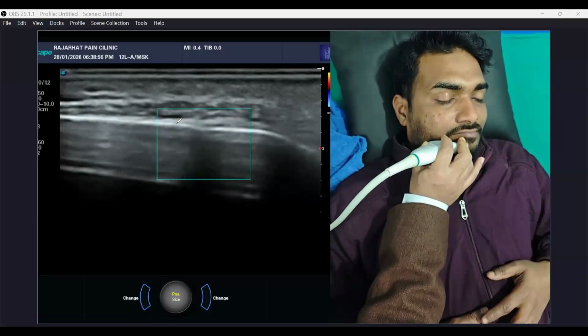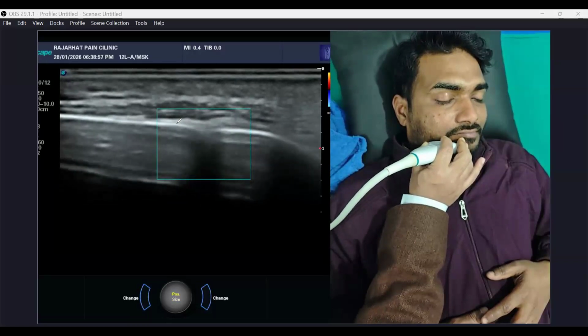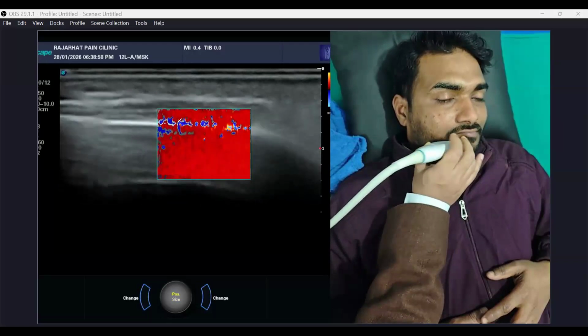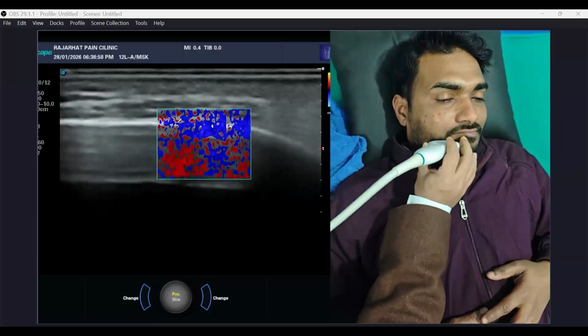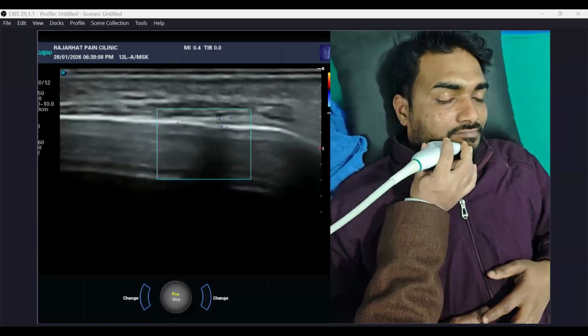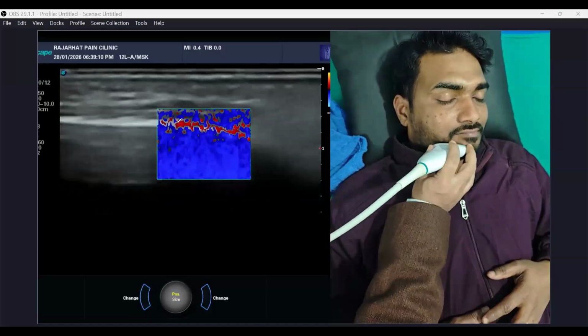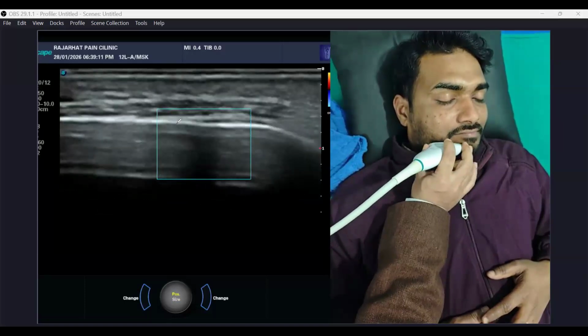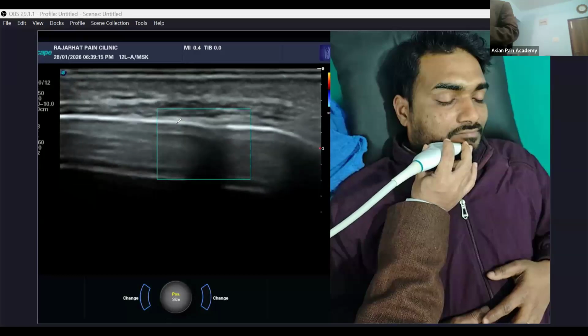Okay, so we have to keep two things. Don't go too much inside the foramen, because in that case there could be a chance of nerve damage. Don't go too much outside, then the whole thing will be subcutaneous. So just remain near to the foramen in all three blocks. Yeah, with your needle you will feel.